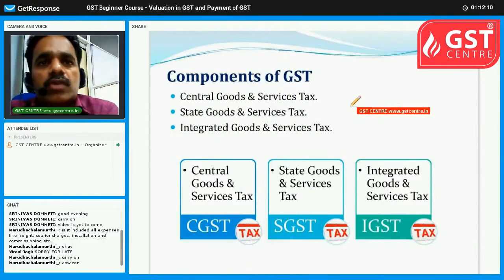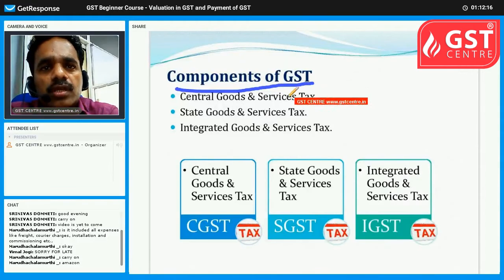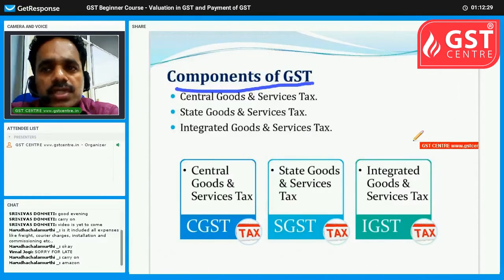Then let us look upon the components of GST. What are the components of GST? There are three components: CGST, that is Central Goods and Services Tax; SGST, that is State Goods and Services Tax; and IGST, that is Integrated Goods and Services Tax.